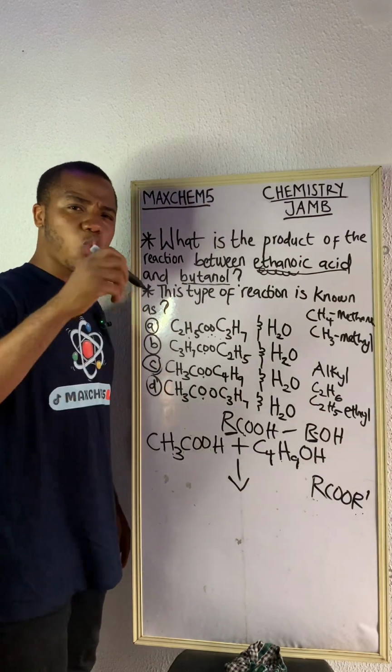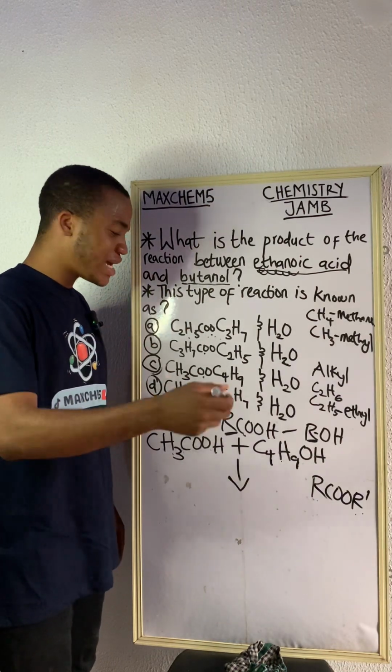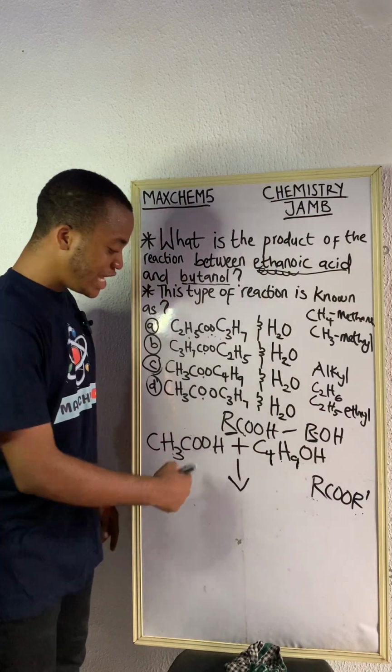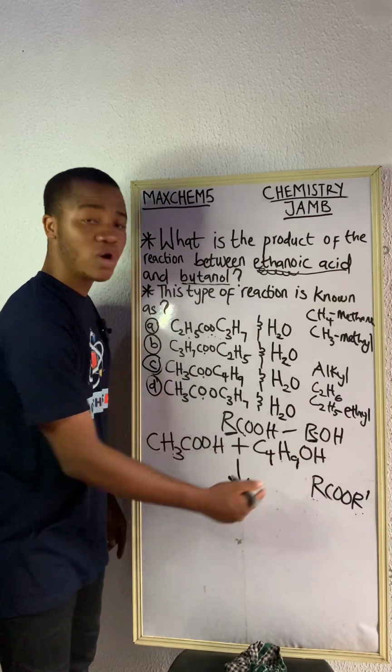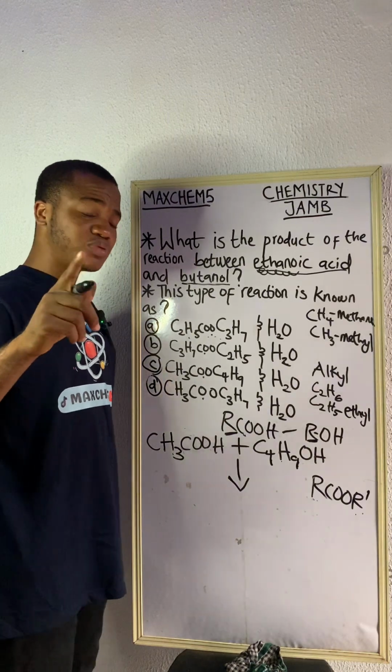So what type of ester are we going to get after this reaction between ethanoic acid and butanol? This is very simple. Let me give you a simple trick.